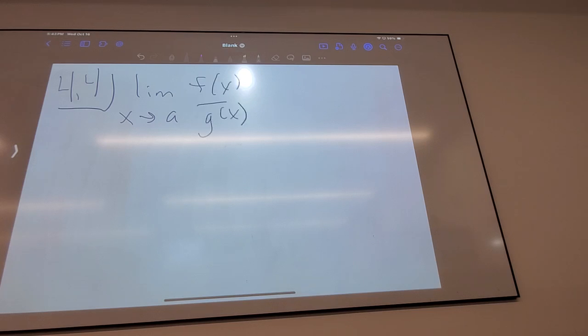Alright, considering how little time, I'm not going to give a deep proof of this. We're going to do a very surface level proof.